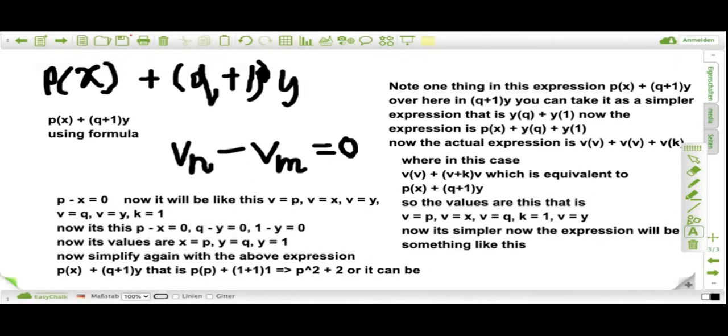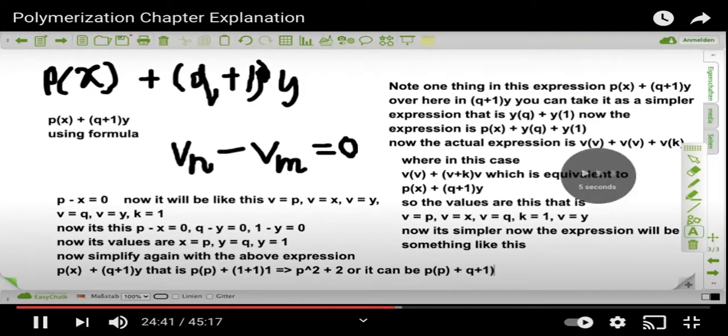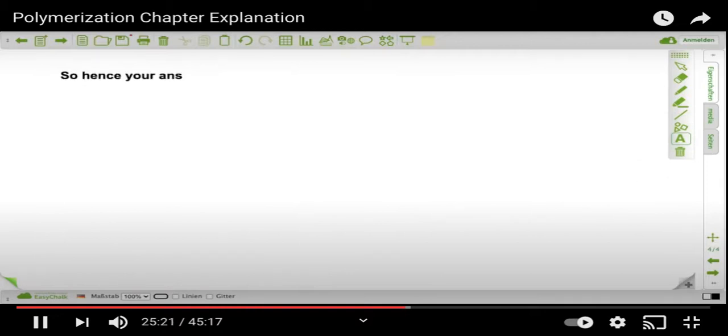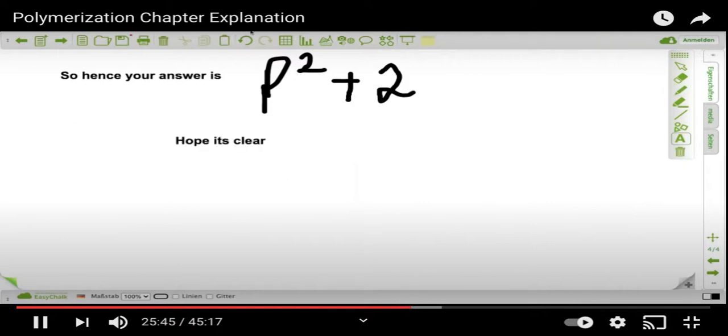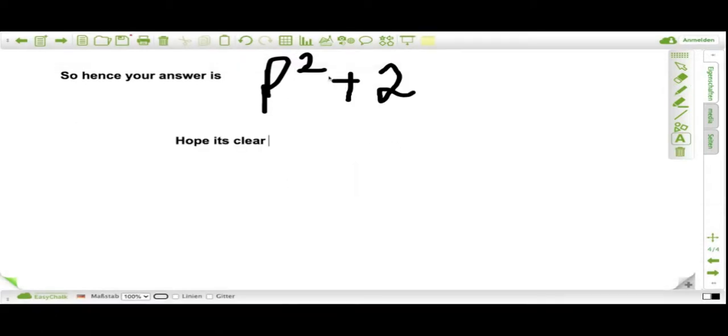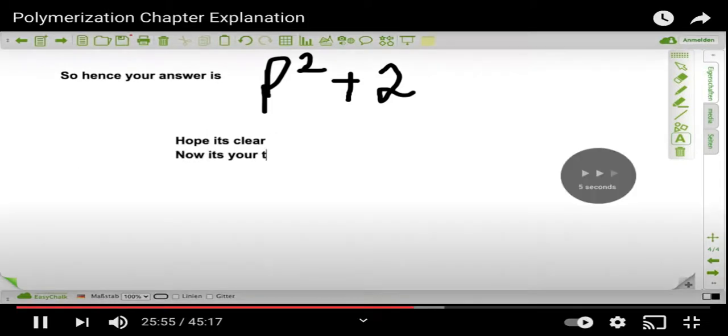Now your answer is this. Factorize this and you shall get your identity. That's it. This example is finished. Moving on next. Hope this is clear. Now try these problems. I shall help you out in these problems.